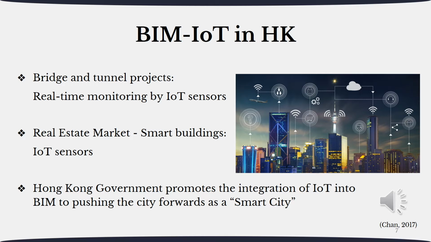In today's Hong Kong, IoT technology is being adopted to enhance the construction process. For example, major bridge and tunnel projects in Hong Kong have used IoT sensors to achieve real-time monitoring. In the real estate market, these sensors also add value to smart buildings. Lastly, the Hong Kong government has promoted the integration of IoT into BIM, pushing the city forward as a smart city.